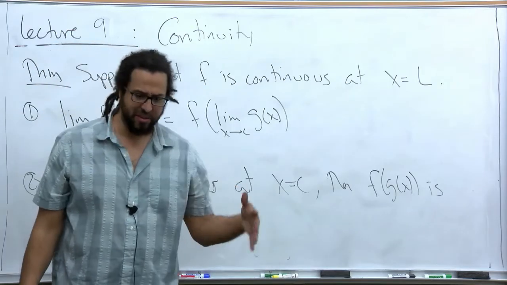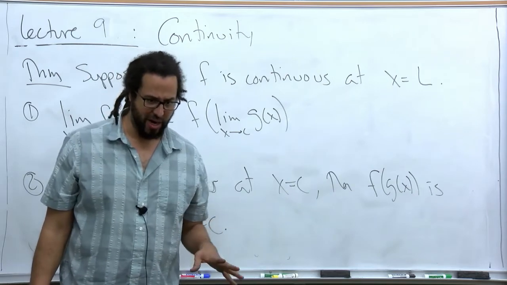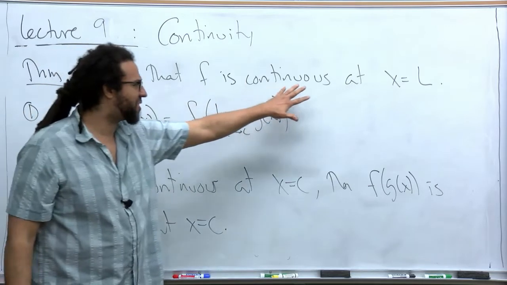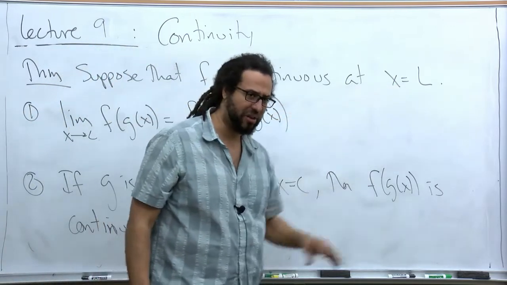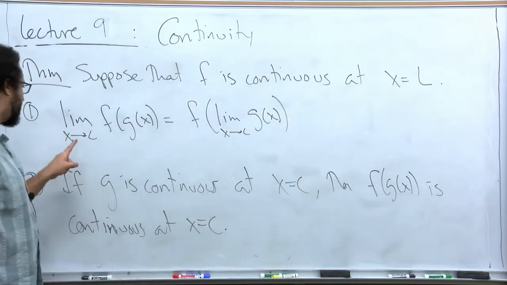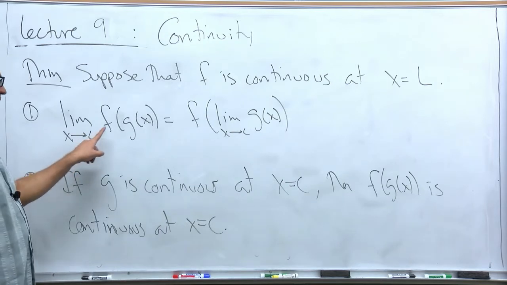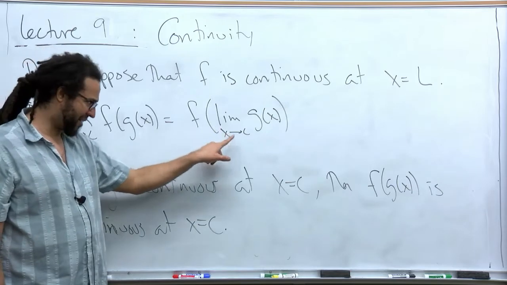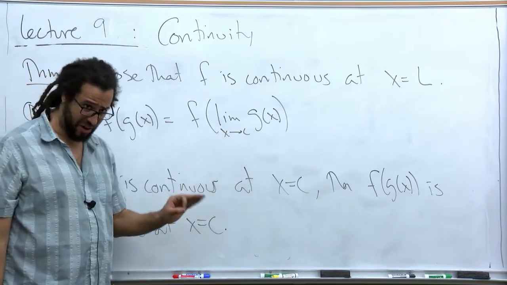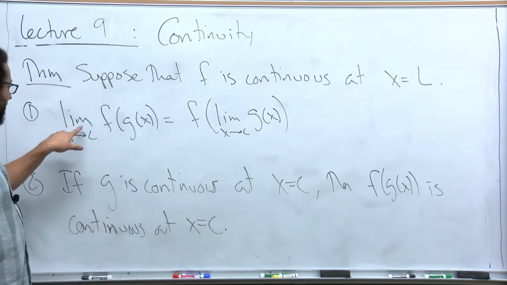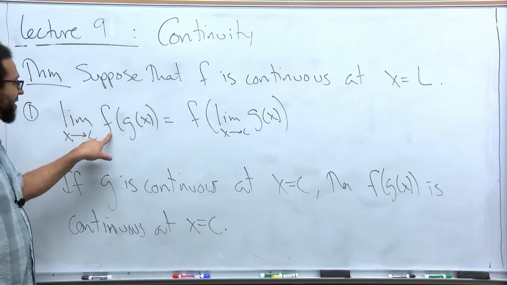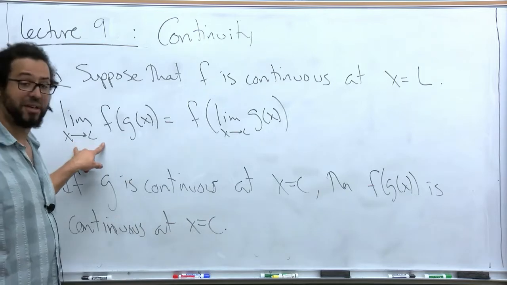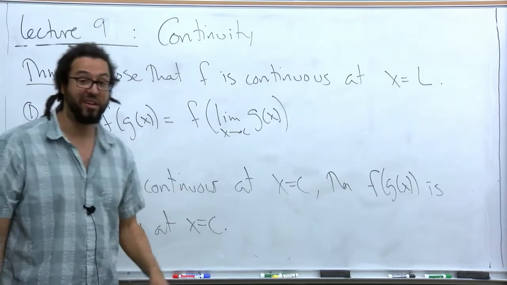Here's how limits and continuity all work with composition. Suppose that f is a continuous function at the point where x is equal to L. Then the limit as x approaches c of f of g of x is the same thing as f of the limit as x approaches c of g of x. In other words, the limit symbol and the continuous function symbol are interchangeable. Or if you like, limits go through continuous functions.